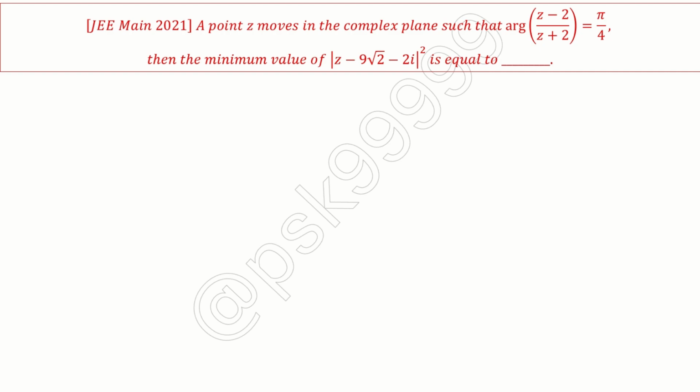This is another example. If you see this, immediately you should realize that if z is (x, y), then this is the distance between the point (x, y) and the point (9 root 2, 2), whole square. That's it, distance square. And what is the condition on (x, y)? We should derive that from the condition arg of (z minus 2) divided by (z plus 2) equals pi by 4. You have two ways to derive it. I'll show you both ways, then you can understand the difference and choose whichever is easier.